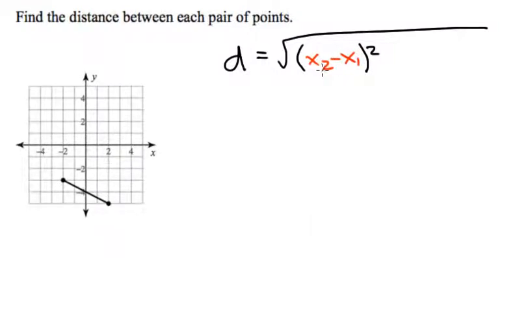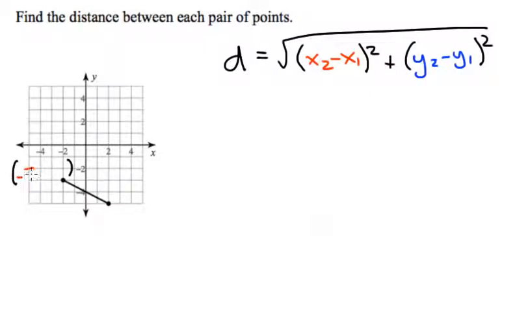And I'm going to take that and add that to my difference of my y coordinates squared, which is going to be y2 minus y1. So there is my distance formula. So now let's figure out our 2 points so we can plug these in. So here is one point up here. This point is going to be -2, -3. So we'll put that in.